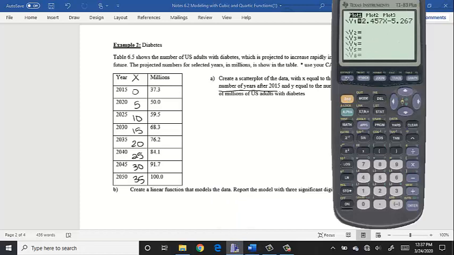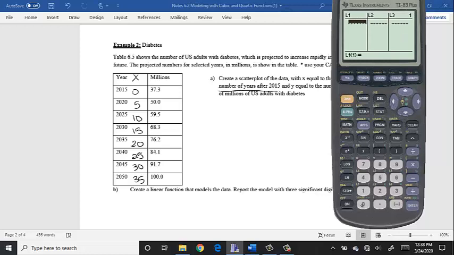So the first thing I'm going to do is go back and clear our calculator. I'm going to go to Stat, then Edit, and clear out L1 and L2. Remember, if you go up to L1 and hit your clear button, then arrow down, it's going to clear out the whole thing, so you don't have to clear out each individual entry.